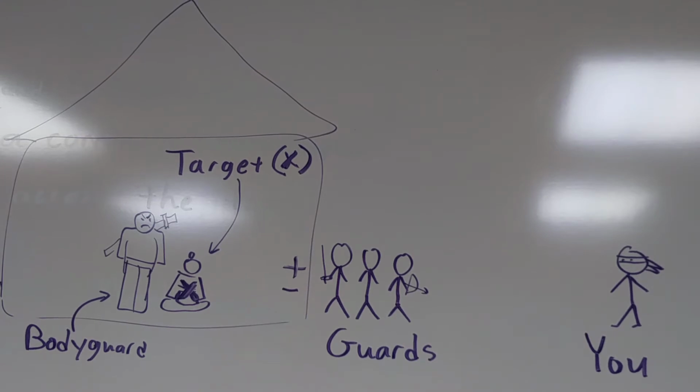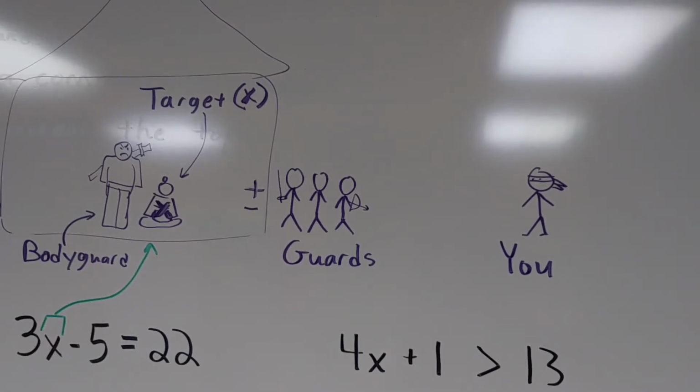What does this have to do with math? Well, this is the exact same way that you solve two-step equations. Two-step equations and inequalities contain a variable which you're supposed to isolate and get by itself, the same way you're trying to get your target alone.